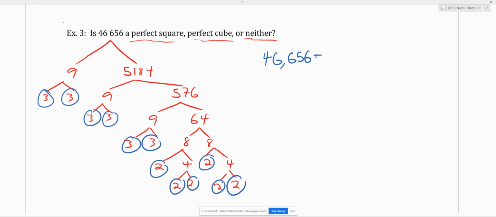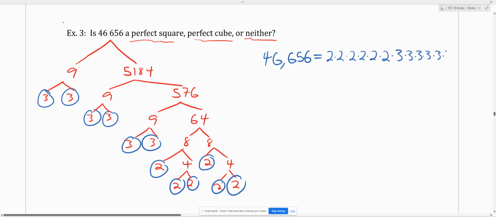We have 46,656. And let's be careful here. How many twos do I have? I have 6 twos to account for here: 1, 2, 3, 4, 5, 6. And then I have 6 threes this time: 1, 2, 3, 4, 5, 6. Now, let's figure out perfect square first. For a perfect square, can I arrange them into 2 groups?